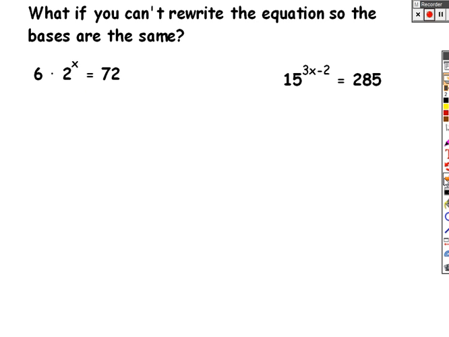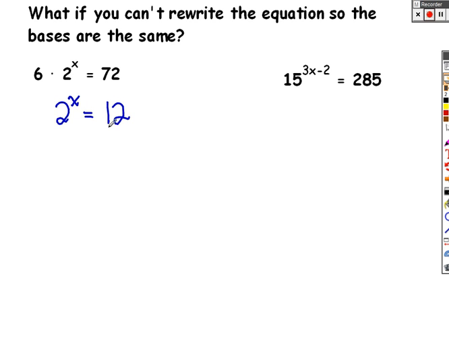So now, what if I can't rewrite the equation so the bases are the same, like I did on the warm-up problem? Well, I want to find x. So the 2 is attached to the exponent, nothing else is. So first thing would be get rid of anything that's not immediately attached to the x. So in this case, I'm going to divide each side by 6. 72 divided by 6 is 12.